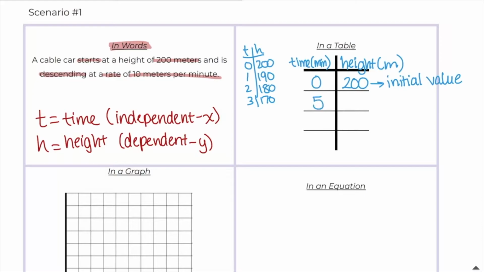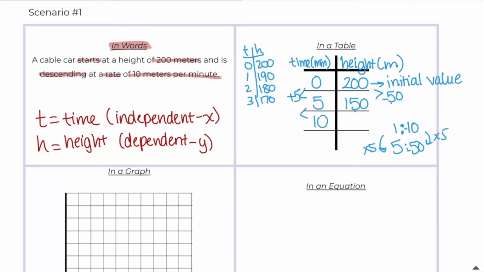So if it's going down at a rate of 10 meters per minute, then we know that in 5 minutes, it's going to go down by 50 meters because 10 meters per minute, multiply each one by 5. 1 minute is 10 meters, so 5 minutes is 50 meters. This is where these equivalent ratios are really helpful. But it's going down, so we're going to have negative 50. So this should be 150 because 200 minus 50 is 150.